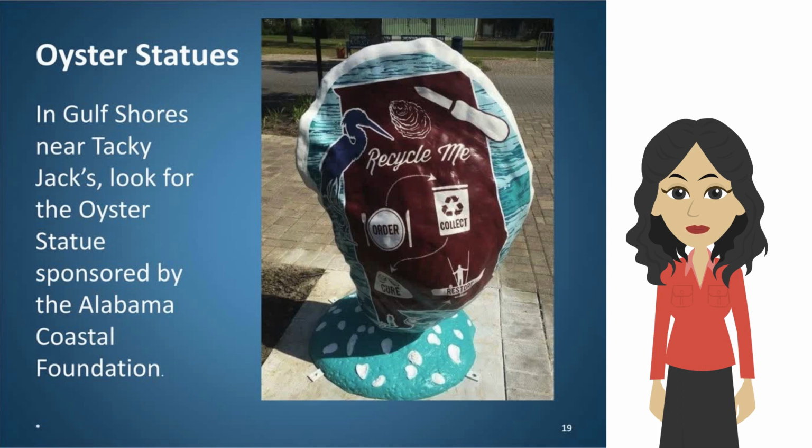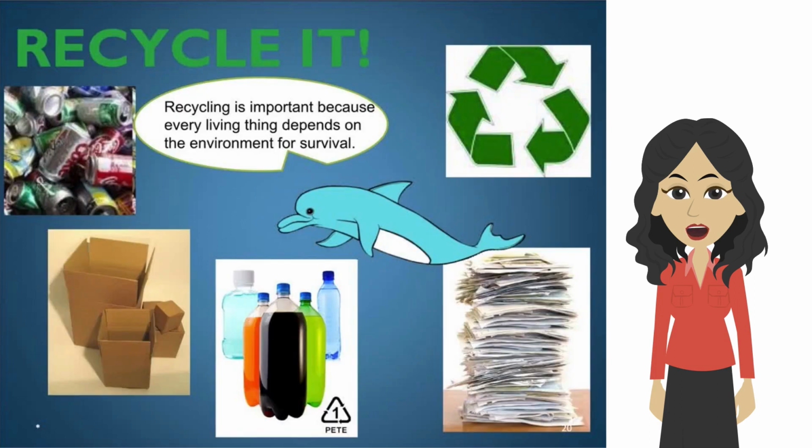This statue is sponsored by the Alabama Coastal Foundation, and it can be found in Gulf Shores. It shows how oyster shells can be recycled. We are helping restaurants recycle oyster shells, but you can help Jeffrey and his friends by recycling other things. Our friend Bella the dolphin is telling us about how important recycling is because every living thing around us depends on the safety and health of our environment.